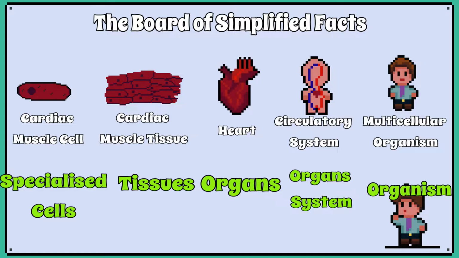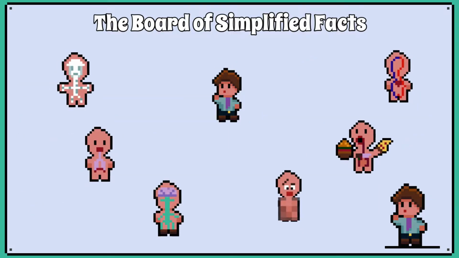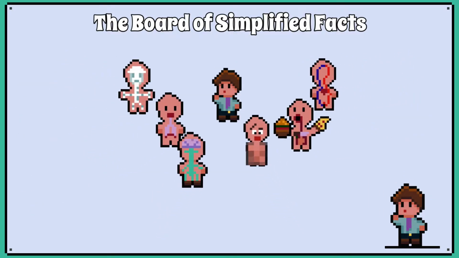Specialized cells, tissues, organs, organ systems to organism. You must remember this order of organization for your exam. The more aware you are of the biology of the human body, the easier this section of the course is.